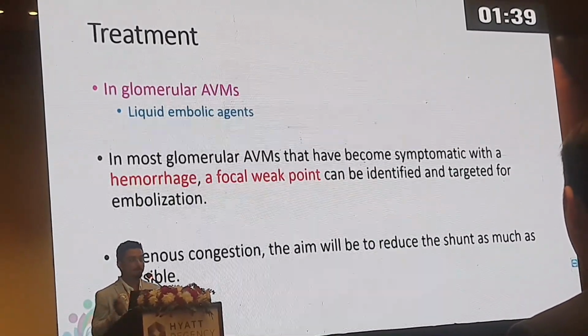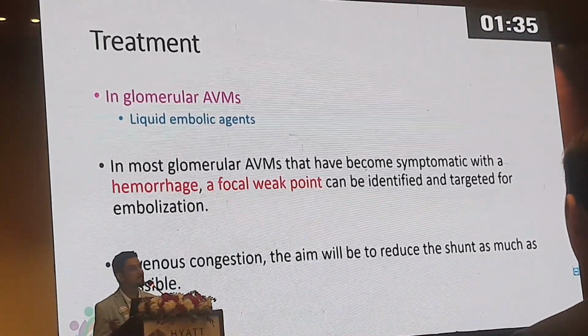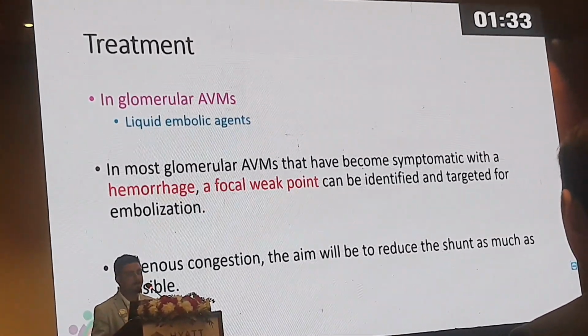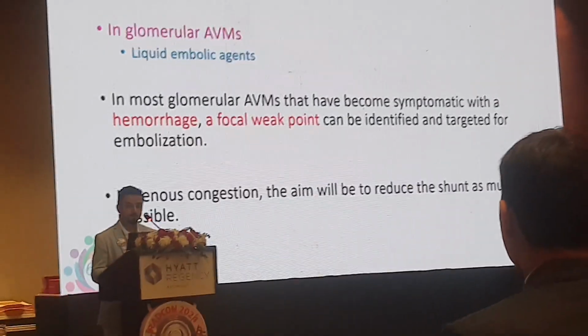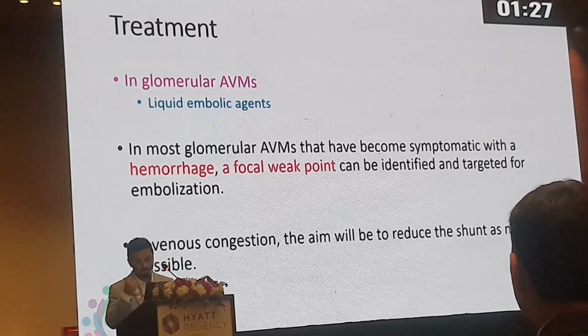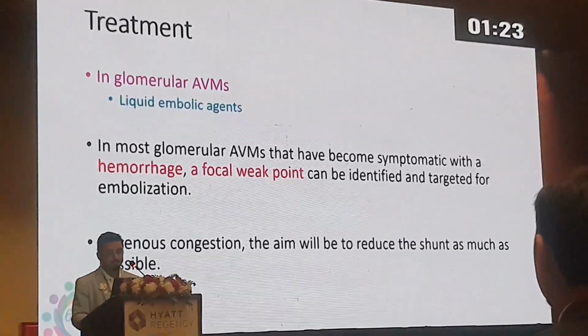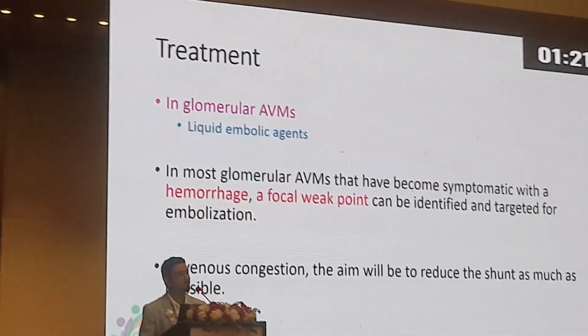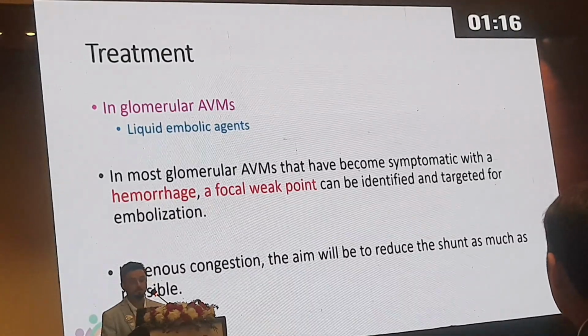Sometimes we find angiographic risks, like a 4.8 mm incidental aneurysm, that has to be managed. Even if we don't need to treat the whole thing, observation may be enough. In venous congestion, we need to reduce the shunt. That's all we've done, and for anything else, we need to reduce the shunt.